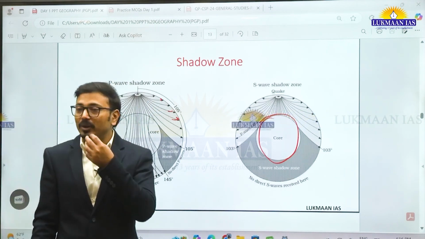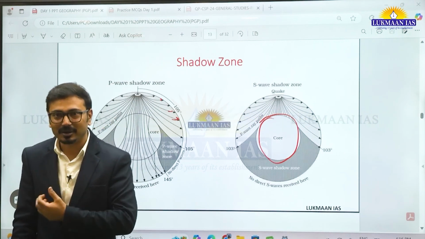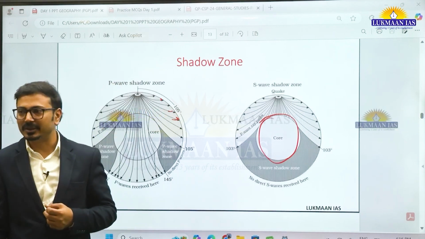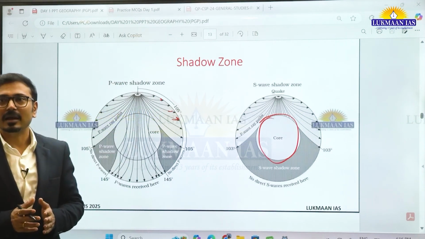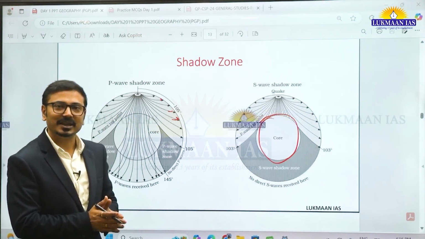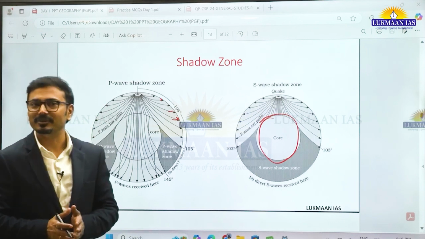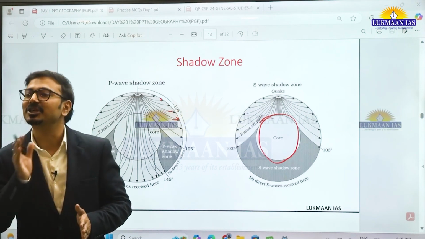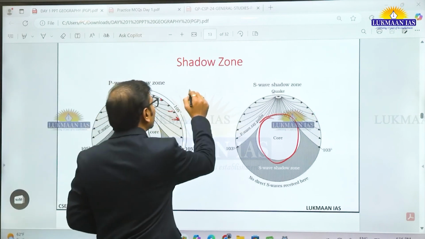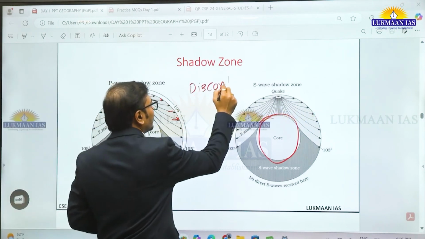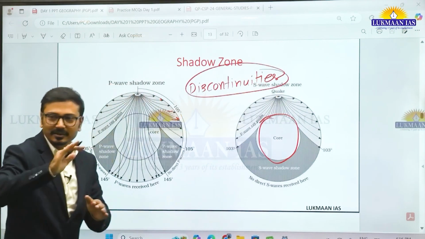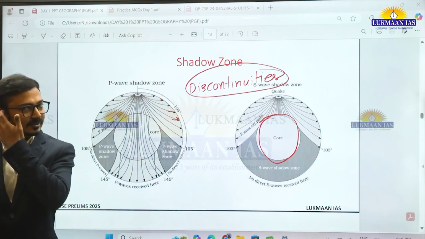Now, one more important property that you may not have heard or read is about velocity. It has been found that at certain locations within the earth, there is a sudden change in the velocity of these waves. What does it show? It shows there are discontinuities inside the earth, the layered structure, right?